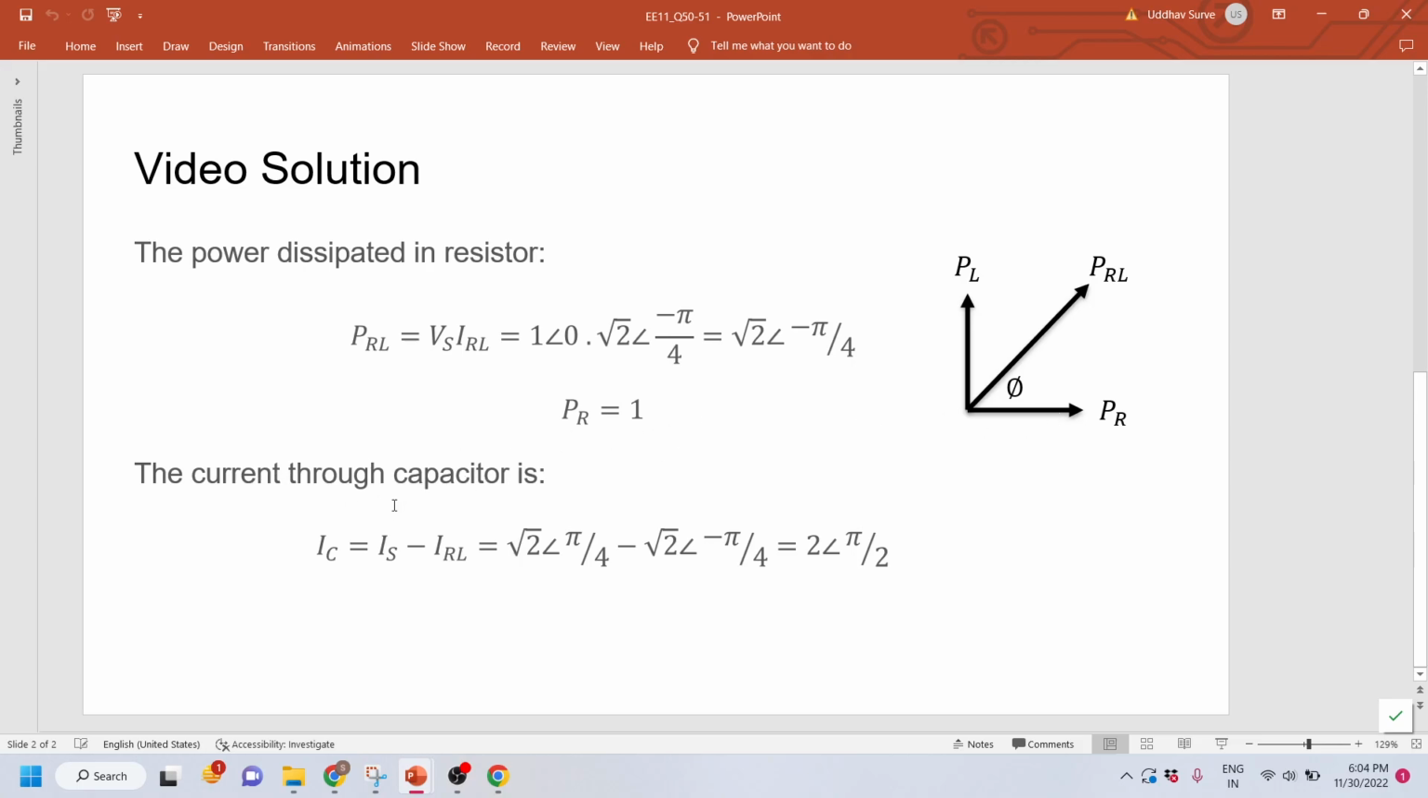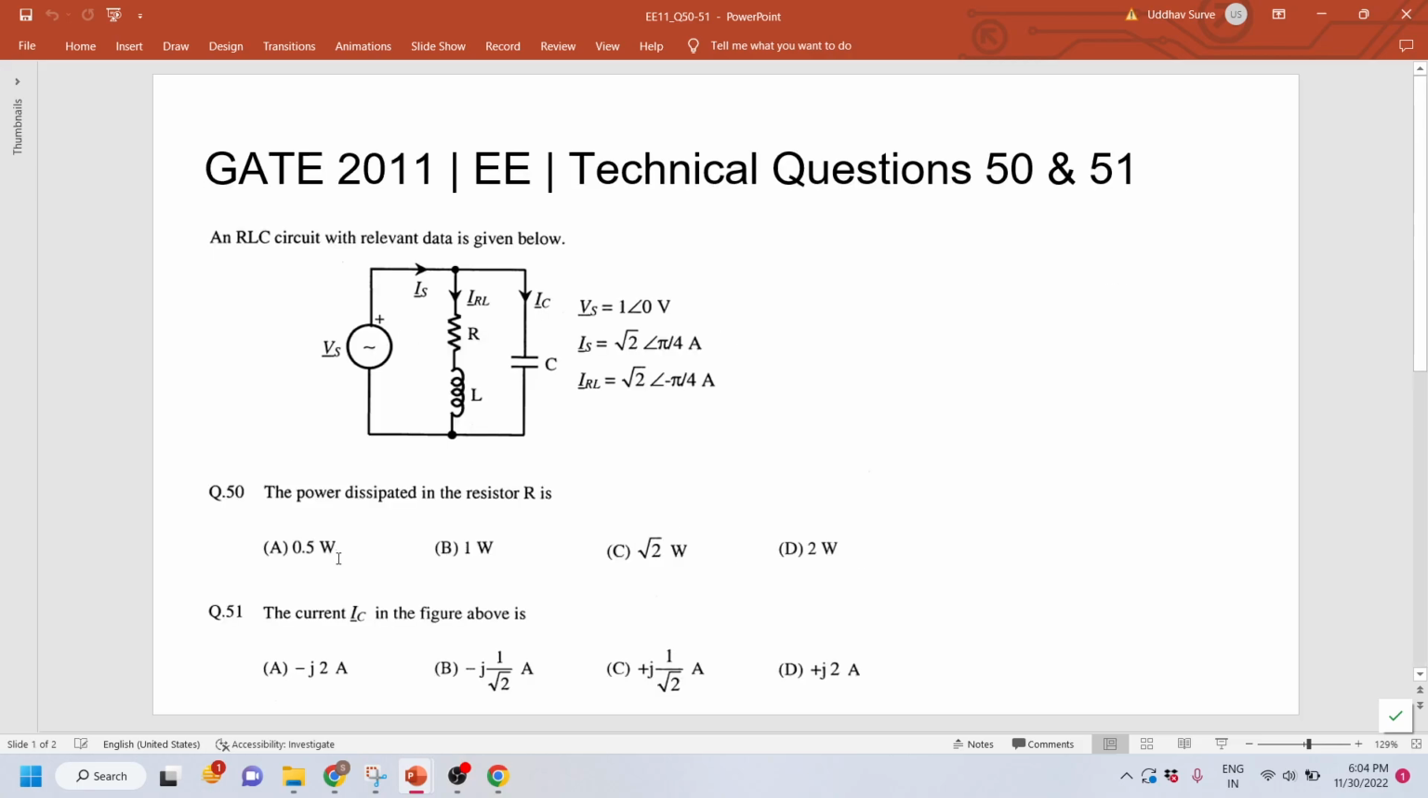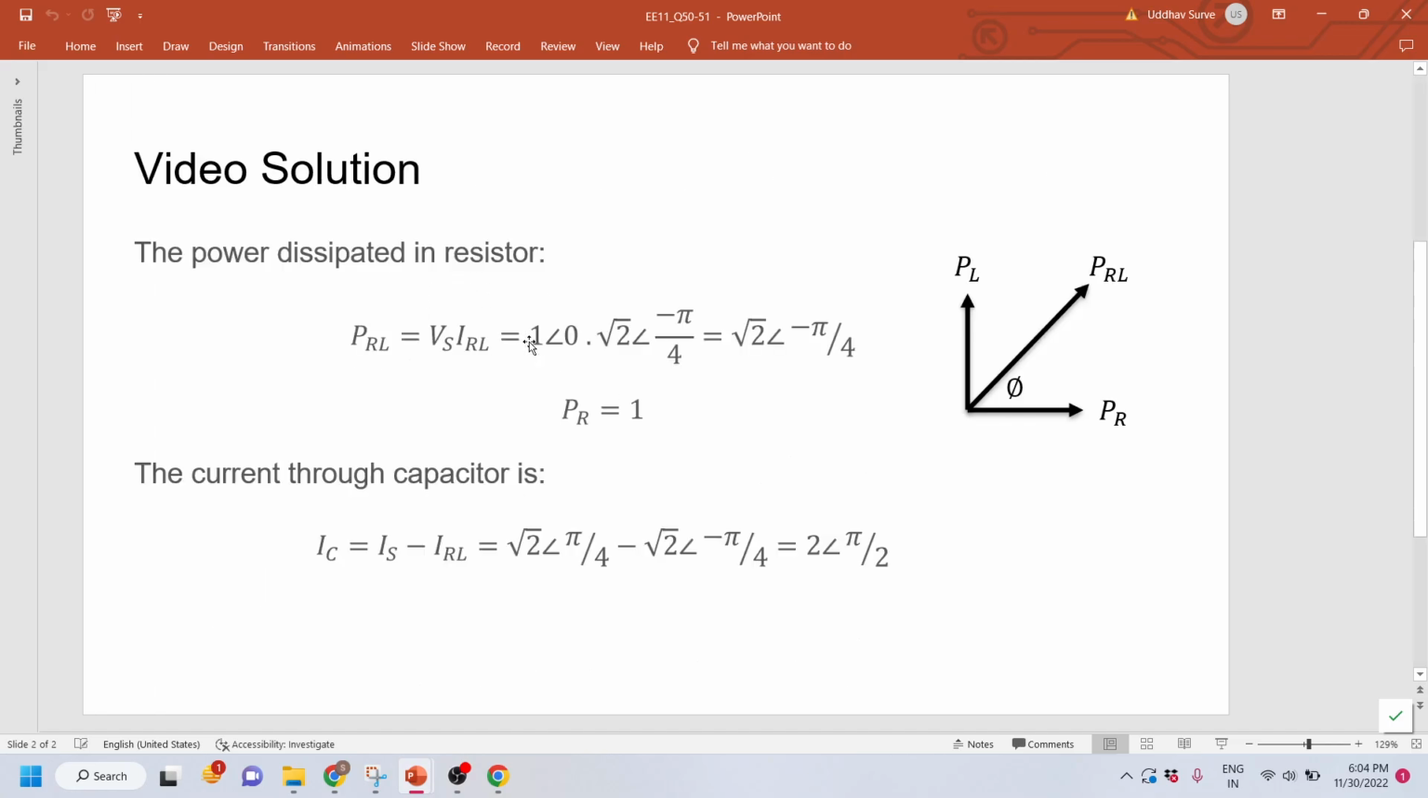Okay, now the next part is the current through the capacitor. It is simple from looking at this figure. IC is equal to the supply current IS minus IRL. So IS minus IRL is the current through the capacitor. You just have to see it vectorially. So IS is given as root 2 at an angle pi by 4, and IRL is given as root 2 at an angle minus pi by 4.